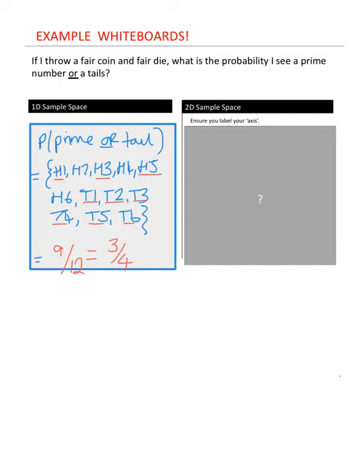I could draw a 2D sample space diagram. So going down my diagram, I can write the possible outcomes when I throw a coin, which would be a head and a tail. And going across, I can write out the possible outcomes on a die. So that's my other event. So 1, 2, 3, 4, 5, 6.